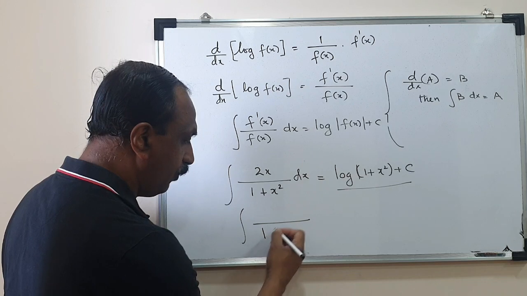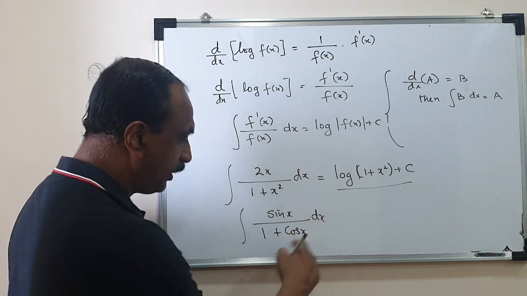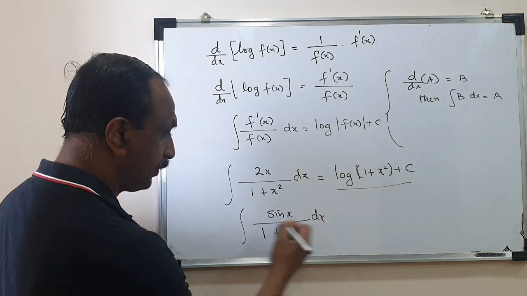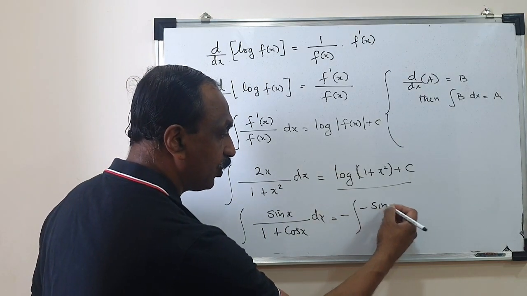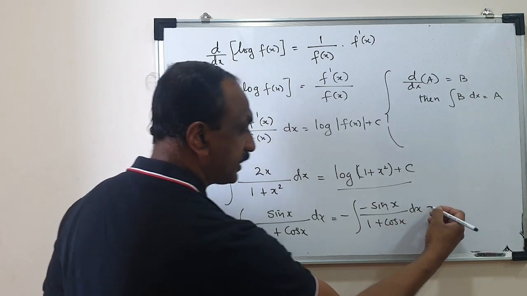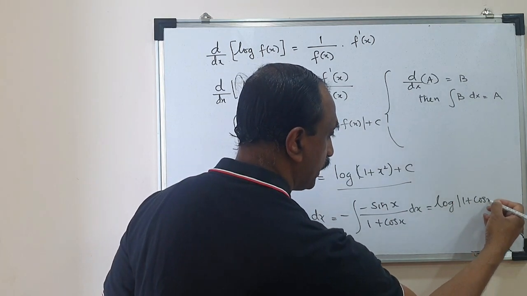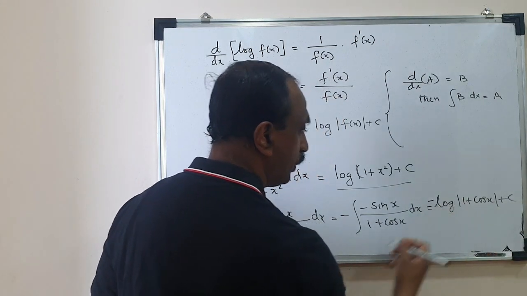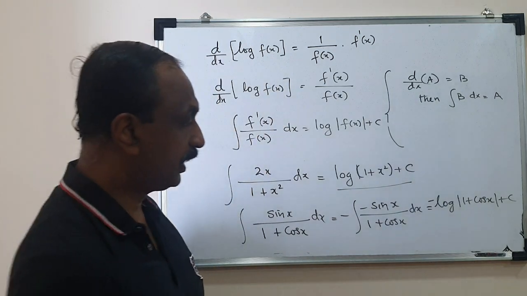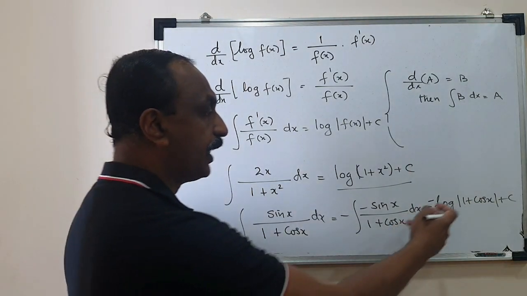Let's see, integral of sin x upon 1 plus cos x. When I differentiate 1 plus cos x, I get minus sin x, but I have only sin x in the numerator. So what can I do? I can multiply inside and outside by a minus sign. And now I can write the answer directly. The denominator's derivative is the numerator, so minus log of modulus 1 plus cos x plus c. The minus sign outside stays here. Here also the modulus is not necessary, because 1 plus cos x is always a positive number. So you can write it in this manner.